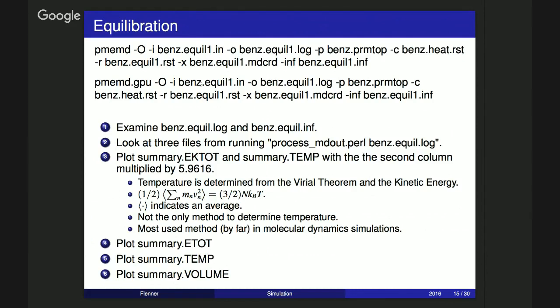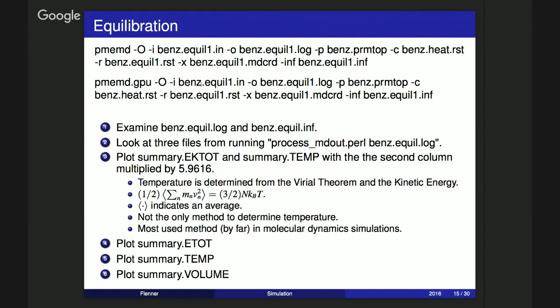So 1/2 the average of the sum over n of m v squared is the average kinetic energy. So for the zero zone, this is 3/2 kT, right? So for each time step, it's putting out kinetic energy, which is this whole sum. It calculates the temperature for that time step. And so these two are related, and that's why this factor.